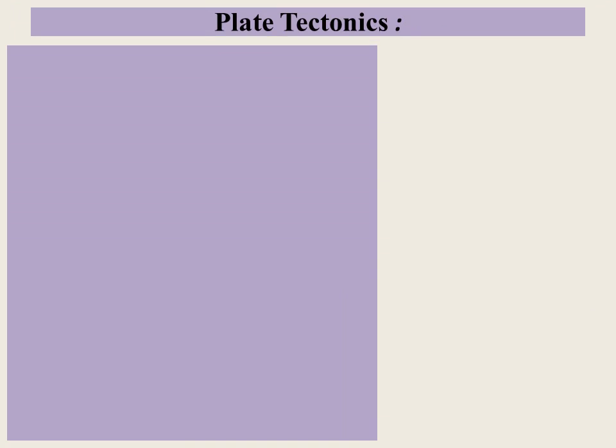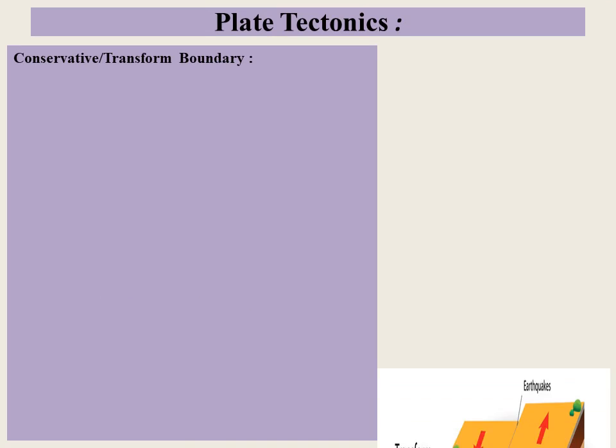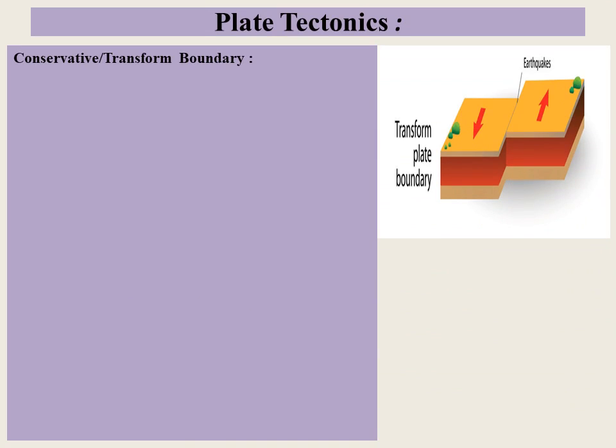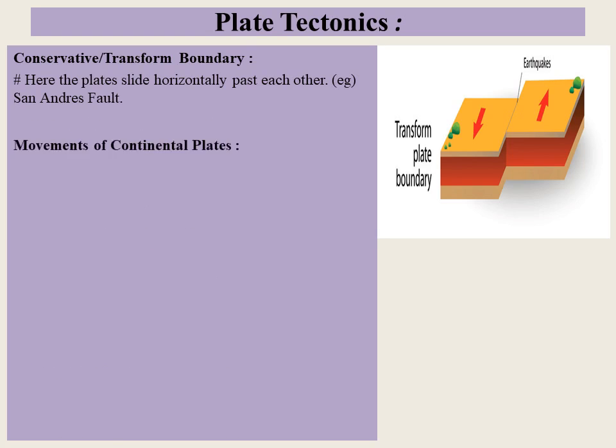The next one is conservative or transform boundaries. It occurs when an earthquake occurs. Here the plates slide horizontally past each other. Example, San Andreas fault. When an earthquake is caused, the two lands are displaced. That's called transform boundaries.